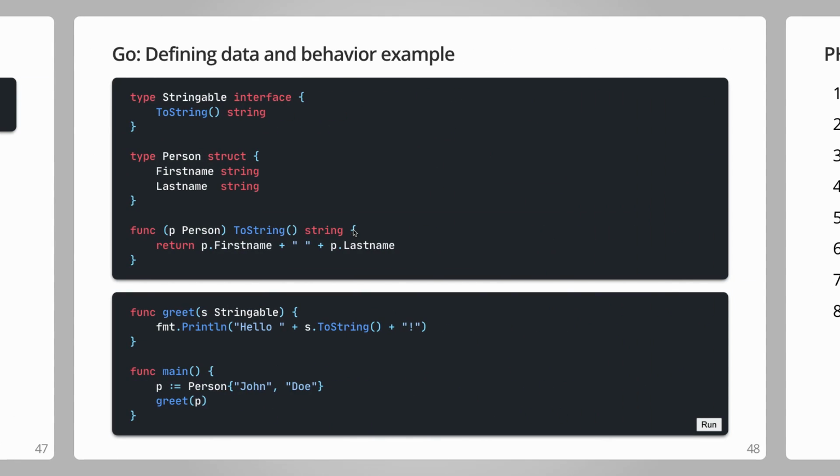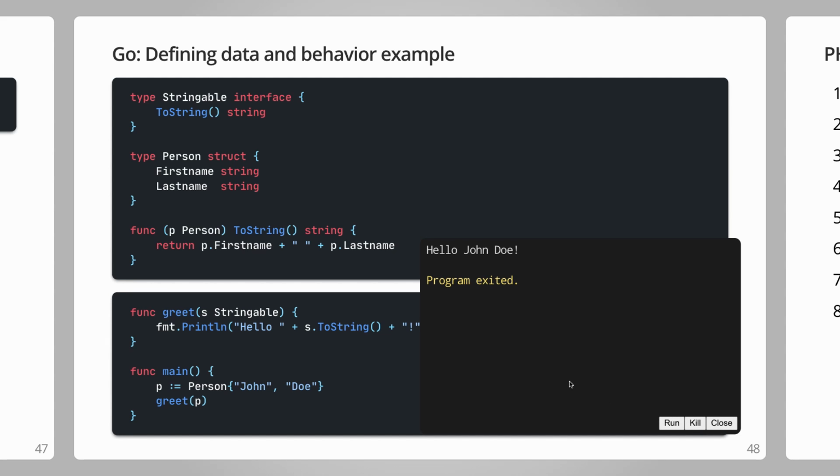So let's take a look at this quick example, how this all comes together. At the top, we have an interface with one method, toString. Then we have a person struct with some attributes. And finally, a so-called receiver function. This is not that easy to grasp when you first see it, but that basically just slaps a function onto a struct of type person. At the bottom here, we can see this in action, where we have a greet function, which accepts a stringable, and then we just call it with a person.